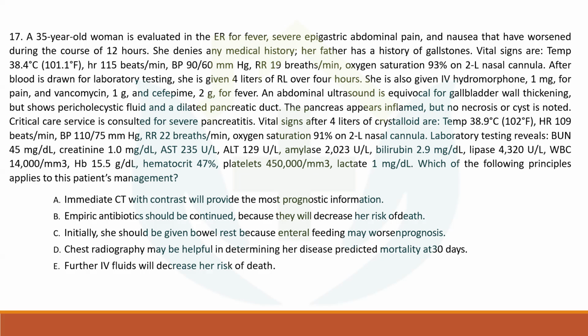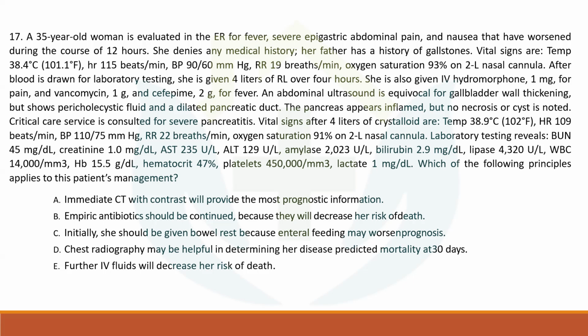Abdominal ultrasound is equivocal for gallbladder wall thickening, but shows pericholecystic fluid and a dilated pancreatic duct. The pancreas appears inflamed, but no necrosis or cyst is noted. Critical care services is consulted for severe pancreatitis. Vital signs after 4 liters of crystalloids are: temperature 38.9, heart rate 109, BP 110/75, respiratory rate 22, saturation is still 91% on 2 liters.